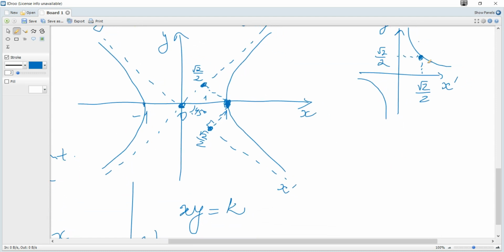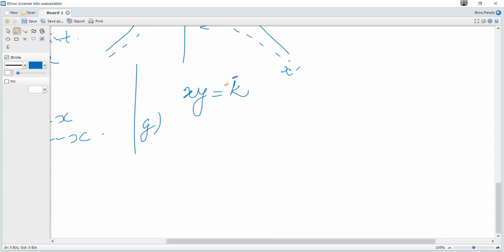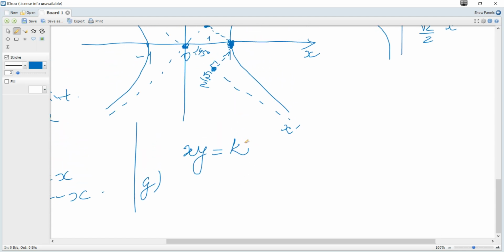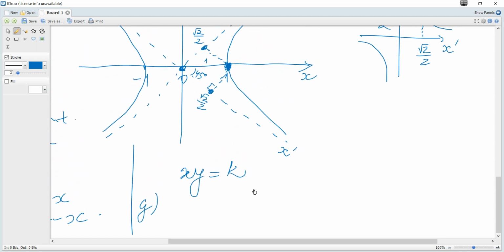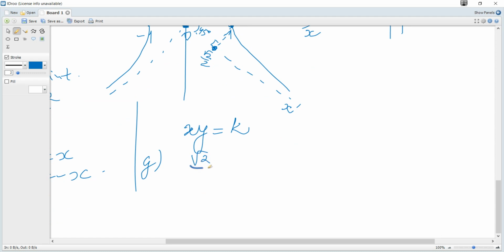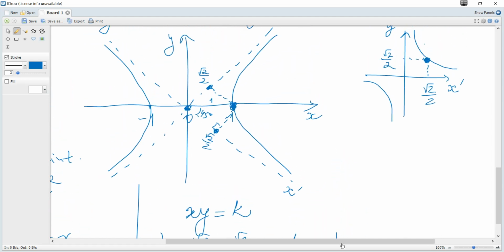And since it's a point of the new rotated graph, we know that to find some unknown parameter, if we know any point on the graph, we can substitute it and find k. So we can substitute root 2 over 2 for x and root 2 over 2 for y, and we can see that it becomes 2 over 4 or a half, and it's the first possible value of k.